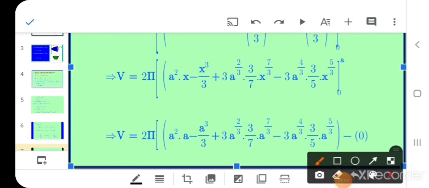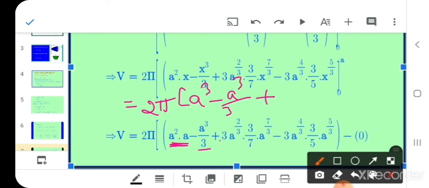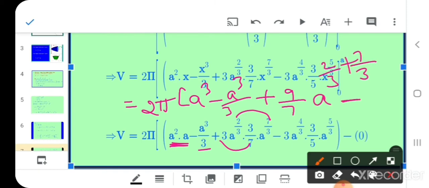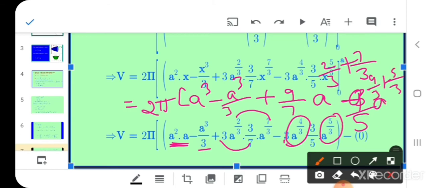Tell me what we get here. Same 2 pi a square into a cube minus a cube by 3 plus 3 into 3 by 7, 9 by 7. A power 2 by 3, a power 7 by 3 means a power 2 by 3 plus 7 by 3. Okay. Minus 3 into 3 by 5 means 9 by 5. A power 4 by 3 into a power 5 by 3 means a power 4 by 3 plus 5 by 3. Okay, is it clear?